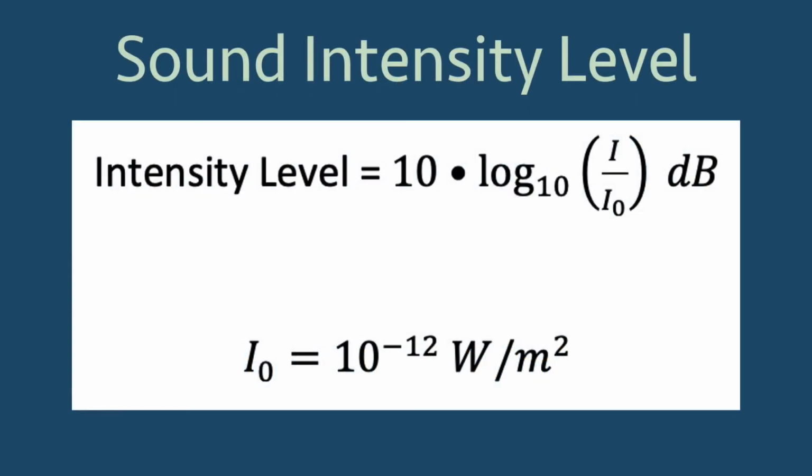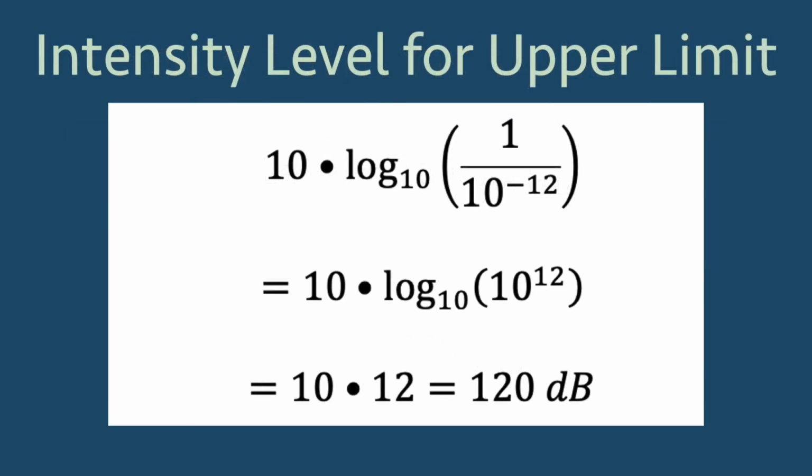Similar to the relation we had for octaves, we have the following for sound intensity level. Intensity level is equal to 10 times log of I divided by I0 to the base 10 measured in decibels, where I sub 0 equal to 10 to the negative 12 watts per square meter is the reference intensity. This means the upper limit of hearing has an intensity level of 10 times log of 1 divided by 10 to the negative 12 to the base 10, which is equal to 10 times log of 10 to the 12th to the base 10, which is equal to 10 times 12, or 120 decibels.